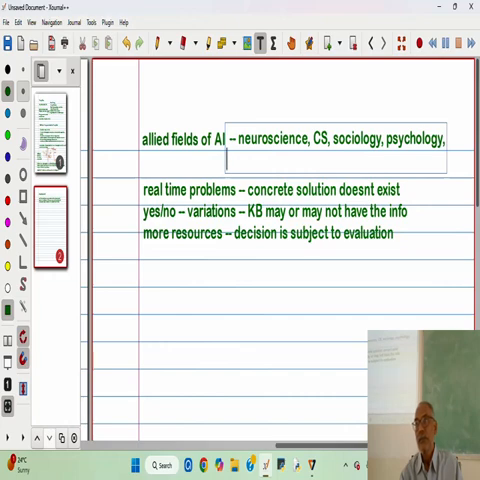Computer science is related with storing everything. Neuroscience is related with mimicking. Sociology is related with adapting itself into the environment it is going to work in. Psychology means basic etiquette that the robot or the agent must be able to pick up. What are the other ones? So it all depends on the power of the machine that you are interested in.